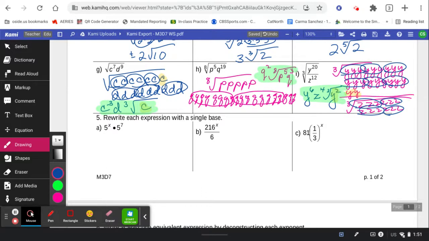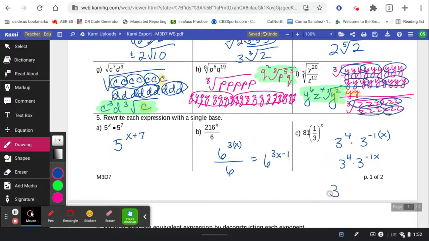All right, this guy right here, using the add rule, becomes 5 to the x plus 7. This guy right here, 216 is 6 to the 3rd. And then don't forget to the power of x over 6. And then we could use the subtract rule. And finally, 81 could be rewritten as 3 to the 4th. And then 1/3 could be rewritten as 3 to the negative 1. Don't forget the x. And so add rule.